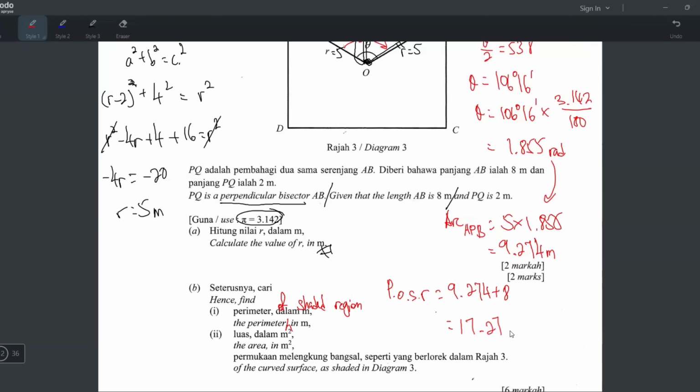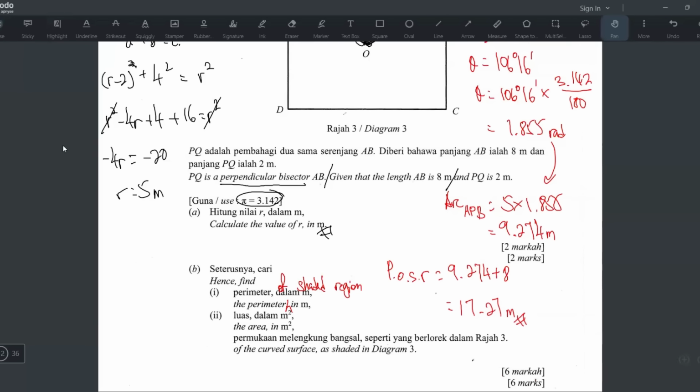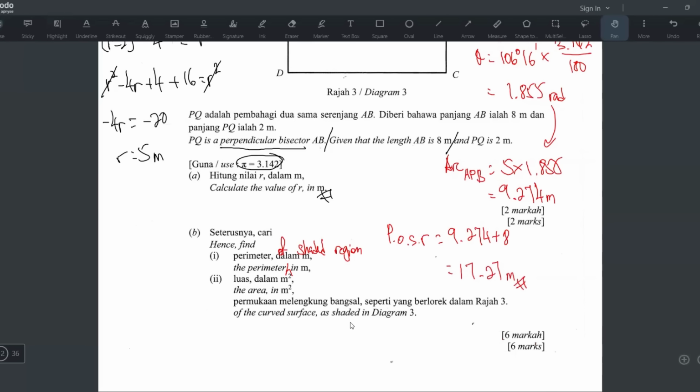Or you can write 17.27 also can. Yeah, just write 4 significant figures. Okay, so that's it. Okay, number 2, find the curved surface as shaded in diagram 3.